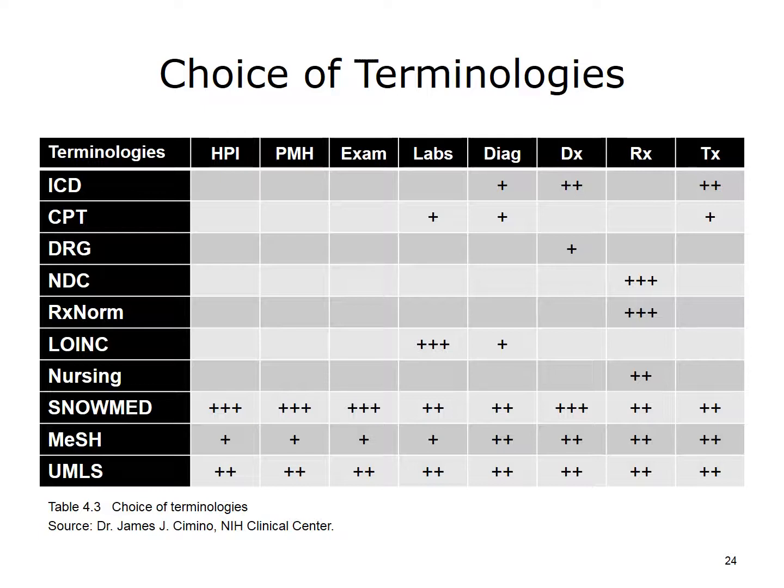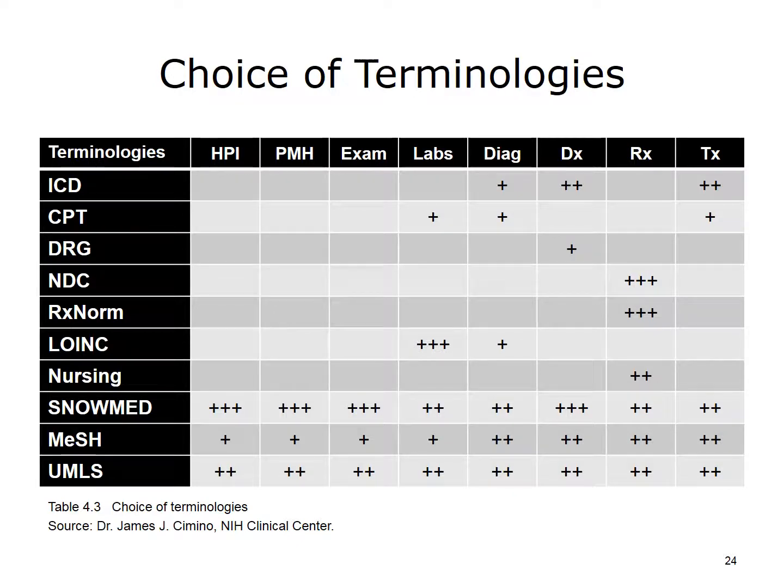ICD: diagnostic tests, diagnoses, medications, and costs. CPT: labs, diagnostic tests, diagnoses, medications, and costs. DRG: diagnoses, reimbursement. NDC: medications. RxNorm: medications. LOINC: labs, diagnostic tests. Nursing: medications. SNOMED: history of present illness, past medical history, physical exam, labs, diagnostic tests, diagnoses, medications, treatments.